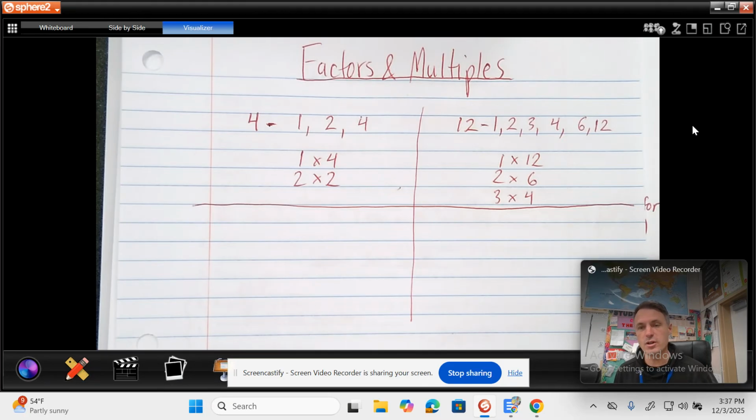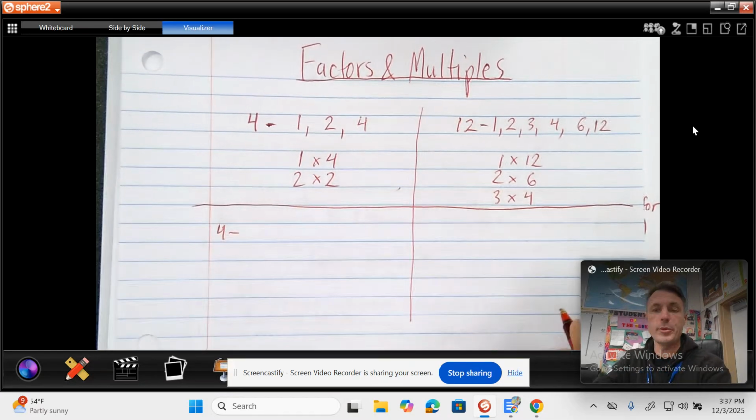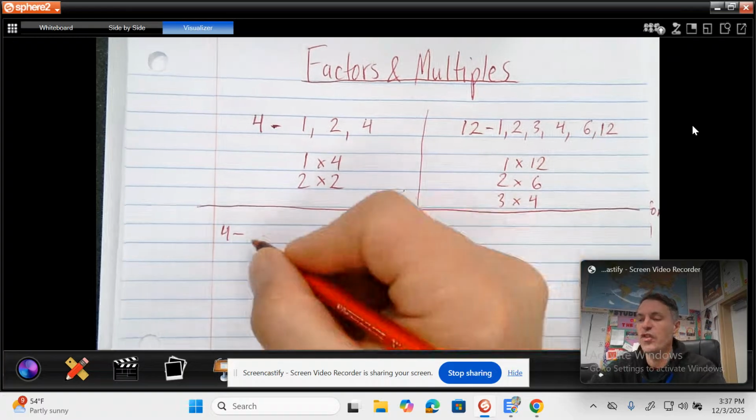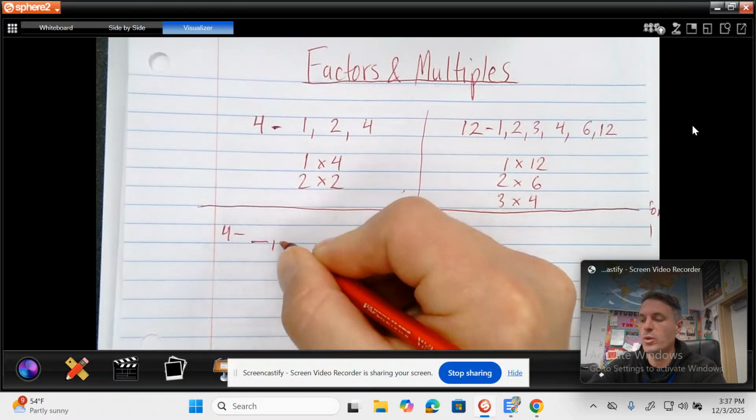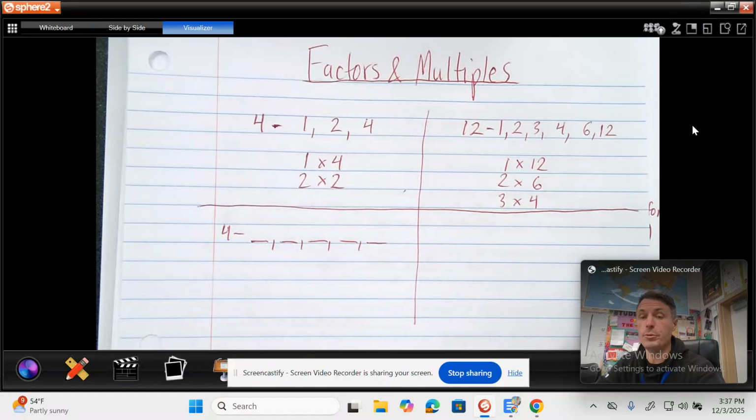That means there's a certain number of factors for each number, and it doesn't go above that. You can list all the factors of whatever number it is that you're listing factors of. But you can't list all the multiples because multiples go on forever. So rather than listing all the multiples of 4, let's just list the first 5 multiples of 4. 1, 2, 3, 4, 5. What would be the first 5 multiples of 4?